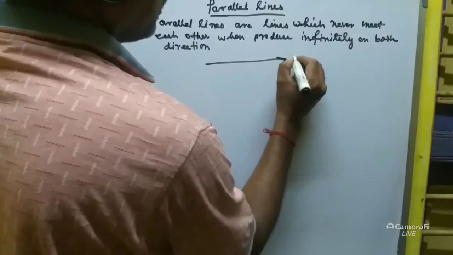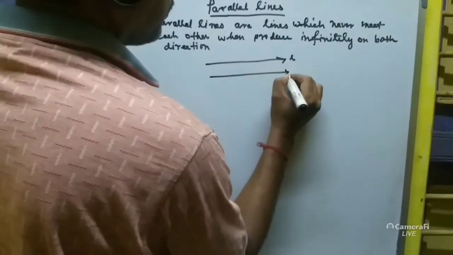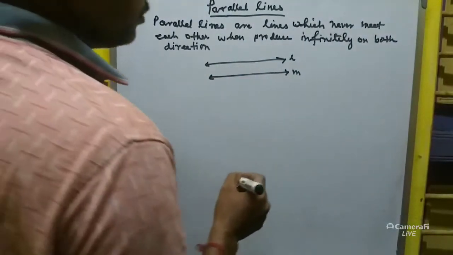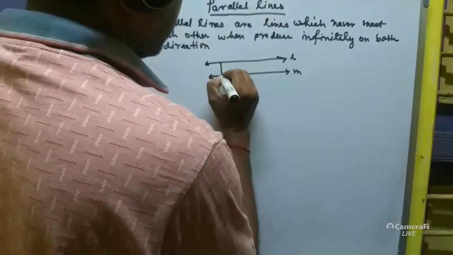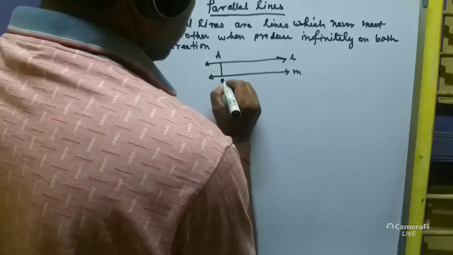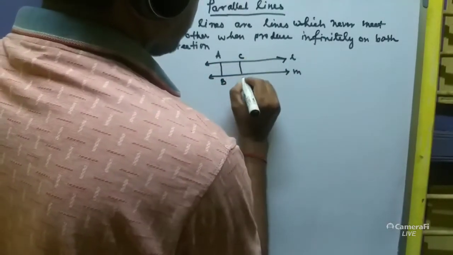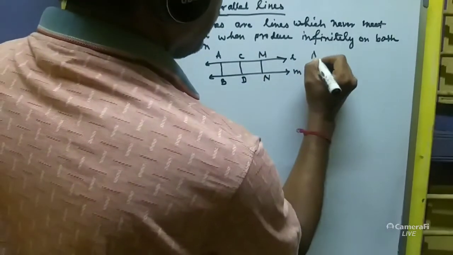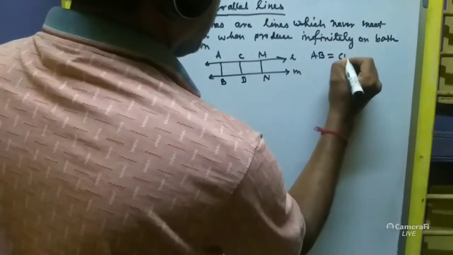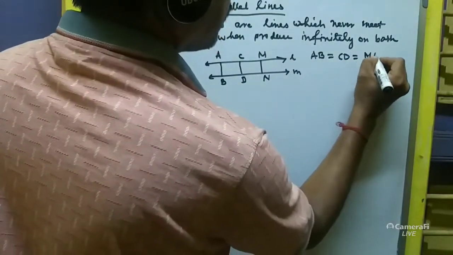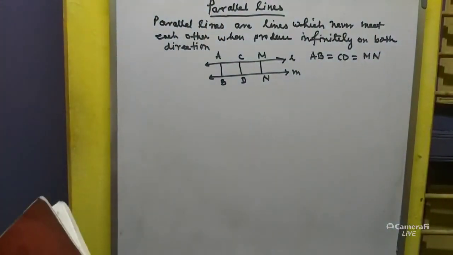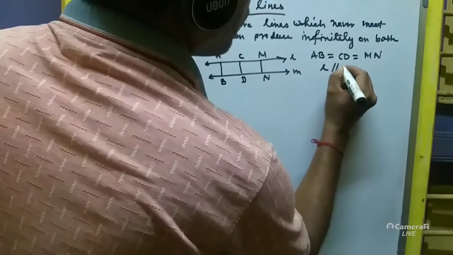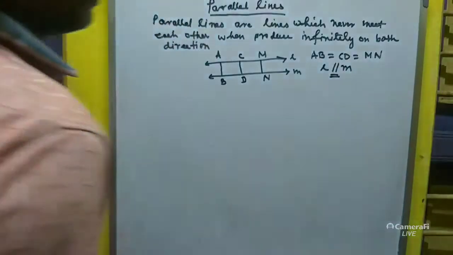So, look at this: this is L and this is M. Two lines never meet each other. The distance between them, suppose this distance AB, and the distance CD, and this is MN, all are the same. So AB equal to CD equal to MN. Then this perpendicular distance, wherever equal, you can say that L is parallel to M. This is the sign of parallel lines.